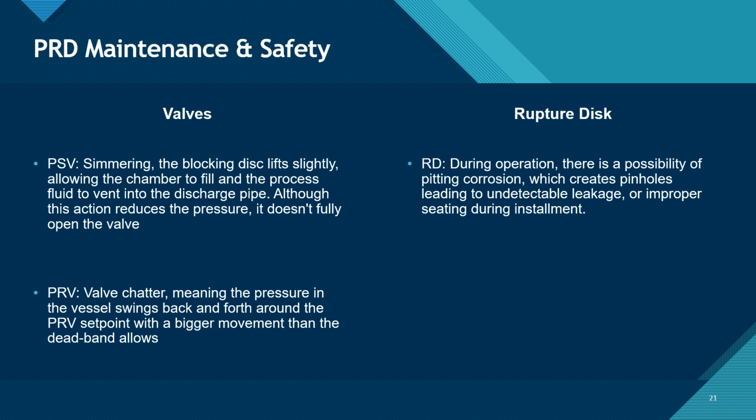Next, we have the PRV, and we have valve chatter, meaning the pressure in the vessel swings back and forth around the PRV set point with a bigger movement than the dead band allows. Moving on to rupture discs, some of the concerns that we have are during operation, there is a possibility of pitting corrosion, which creates pinholes leading to undetectable leakage. This and or improper seating during installation.